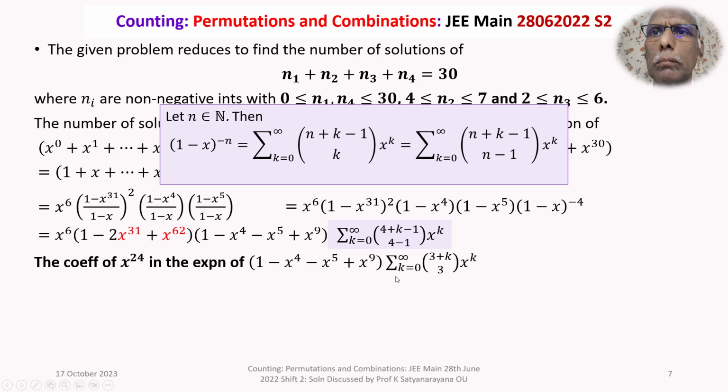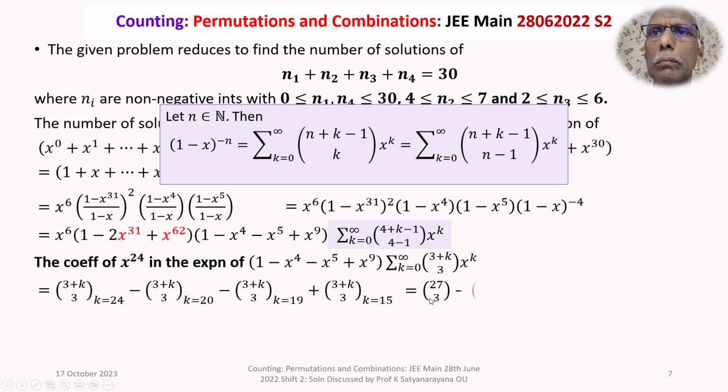Then the coefficient of x to the power of 24 in the product will be plus (3+k choose 3) when k is equal to 15. So that's what we have written: this one when k is 24, when k is 20, minus when k is 19, plus when k is 15. So look at that one. When k is equal to 24, 24 plus 3 is 27 choose 3. This is 27 choose 3 minus 23 choose 3 minus 22 choose 3 plus 18 choose 3.